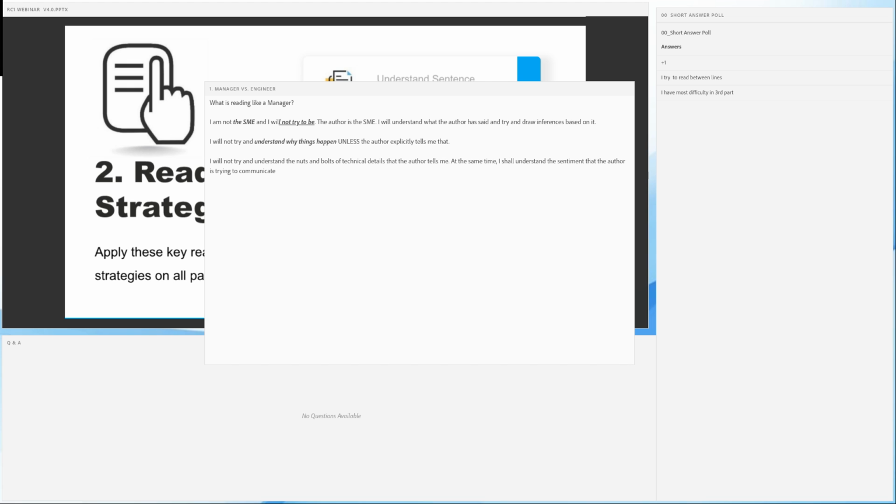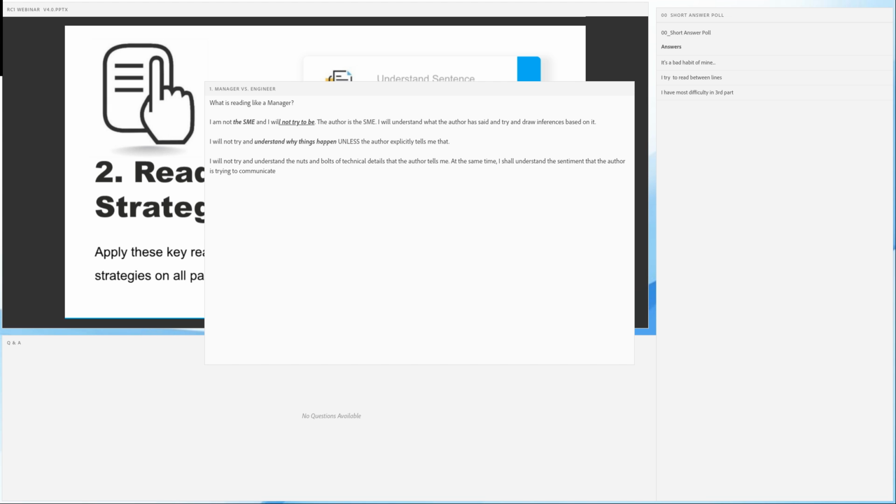If a passage says a chemical X reacts with a chemical Y to produce a chemical Z, you don't have to understand that. Now, if Z leads to something, then that is the aspect you need to worry about. That Z leads to something, but not that X plus Y leads to Z. Those nuts and bolts you don't need to worry about. You will not be asked about it. Okay. Again, don't be an engineer, be a manager. You are not the subject matter expert.